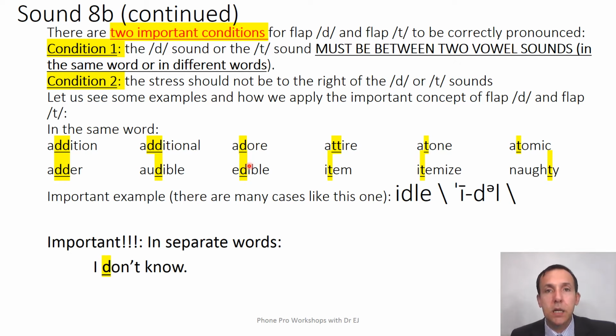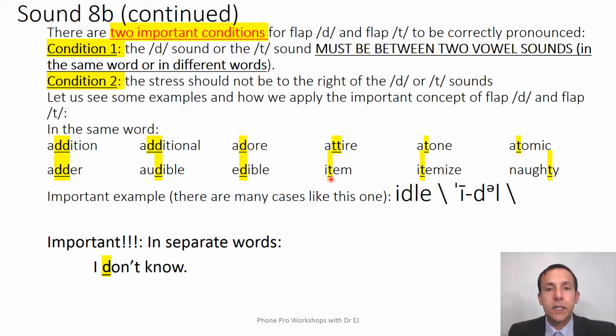Therefore, flap D is possible and totally correct. So we say edible. You can repeat after me. Edible, edible. Now, next, item. Next, item. Well, here we go.